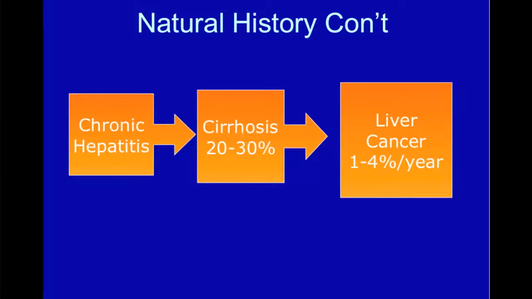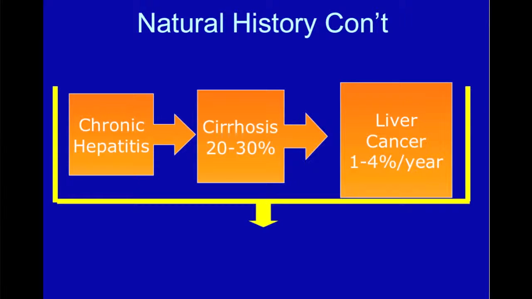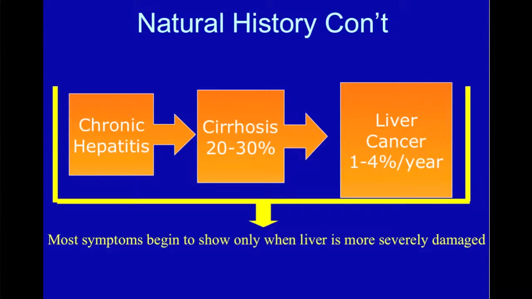Okay, with chronic hepatitis, about 20 to 30% of people move on to having cirrhosis, and then 1 to 4% progress to liver cancer per year. Most symptoms only begin to show when the liver is more severely damaged.